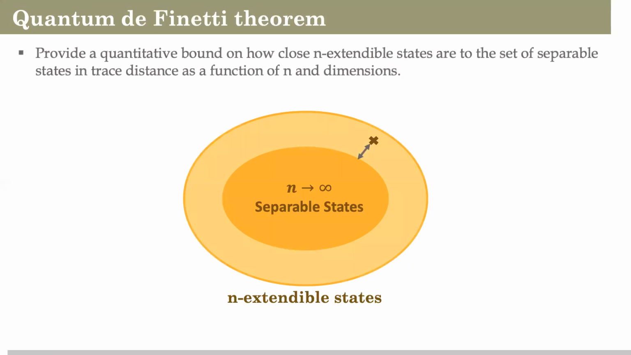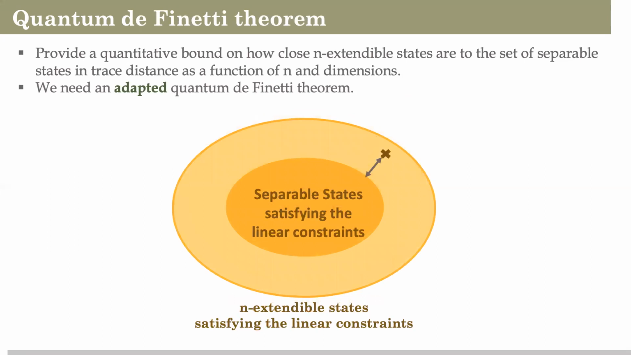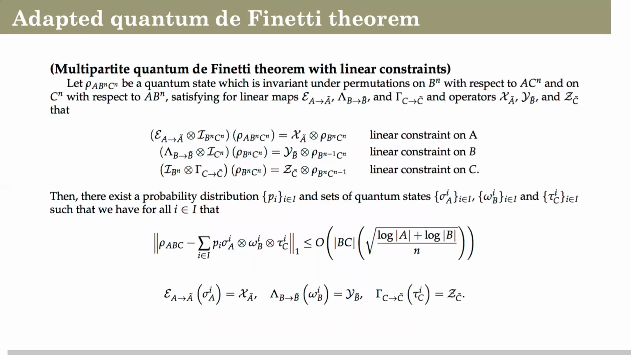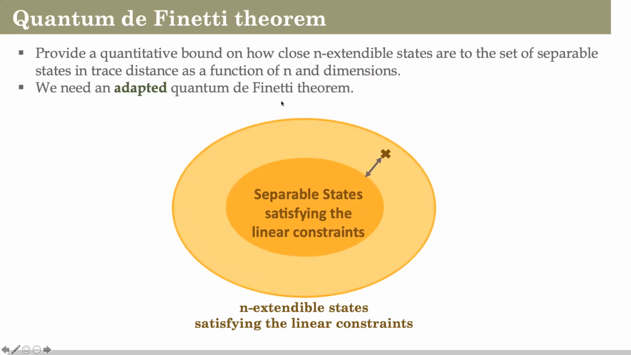However, because our optimization problem is subject to additional linear constraints on the optimization variables, apart from the extendability condition, we need a bit more information than this. What we need is an upper bound on the distance between n-extendable states satisfying the linear constraints and the set of separable states satisfying the same linear constraints. The existence of these additional linear constraints makes everything a bit more complicated, and the standard quantum de Finetti theorem does not give us this information. So we need an adapted quantum de Finetti theorem.